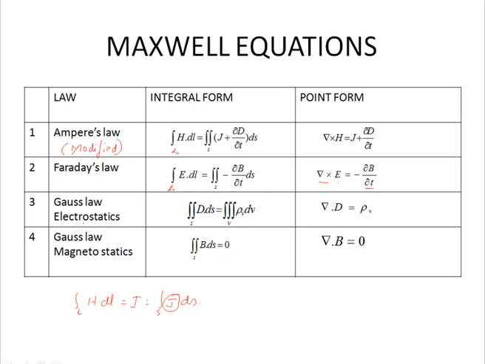Then Gauss law for electrostatics: we know that Q equals psi, and Q can be written as surface integral of D dot ds. Psi can be written as volume integral of rho v dv. So applying the divergence theorem, we get del dot D equal to rho v. Gauss law for magnetostatics is surface integral of B dot ds equal to 0, and applying the divergence theorem over here, we get del dot B equal to 0. So these sets of equations, in integral form and point form, are Maxwell's equations.